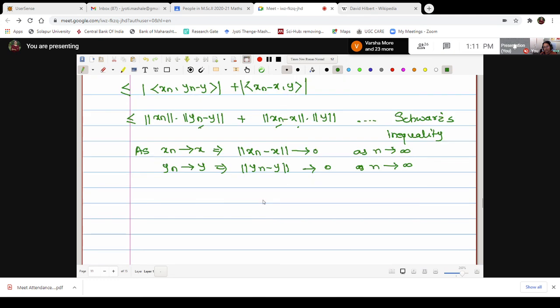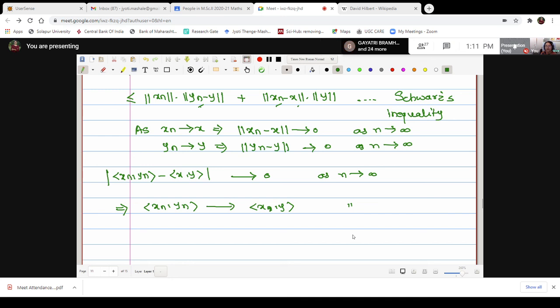Therefore, in all, the left hand side which we have started with, modulus inner product xn yn minus inner product xy, will tend to 0 as n tends to infinity, which equivalently means inner product xn yn will tend to inner product xy as n tends to infinity, which proves that in Hilbert spaces the inner product is jointly continuous.